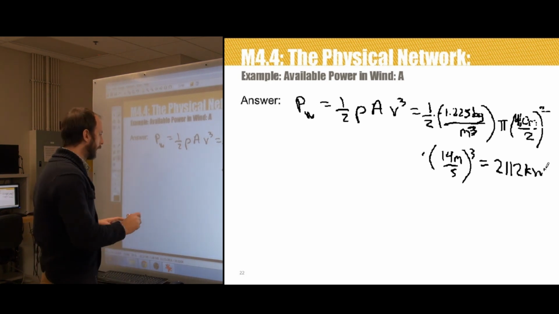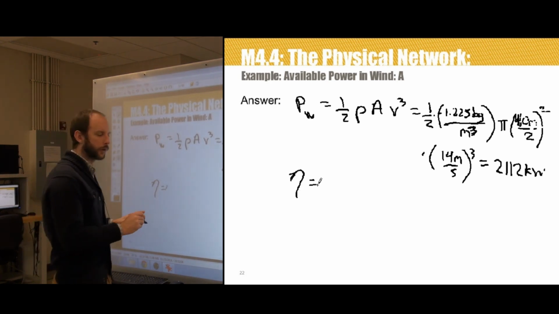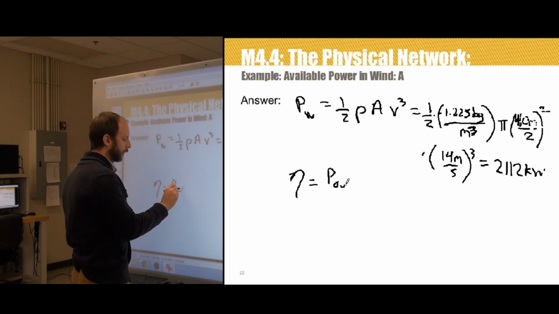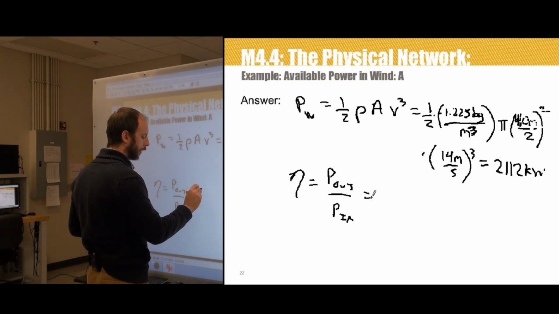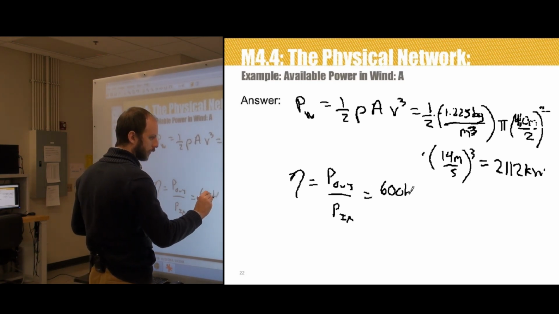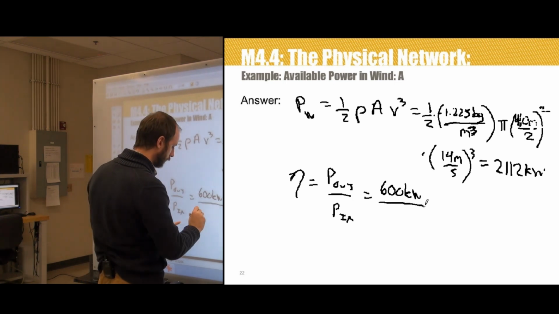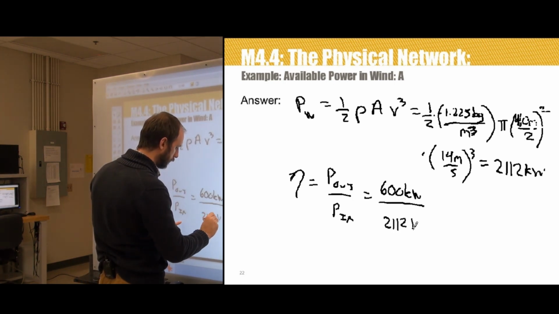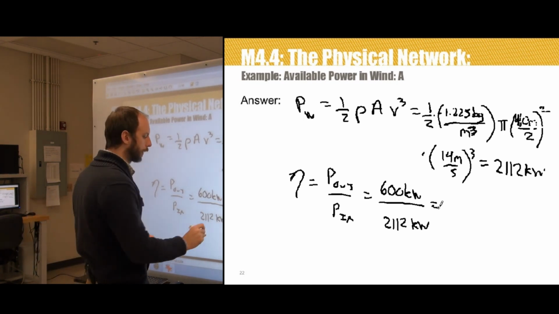For the efficiency of that system, we were told what the output power was. It was a 600 kilowatt system, so it's P out over P in. We get 600 kilowatts divided by 2,112 kilowatts, right? And so that gives us an efficiency of 28.4%.